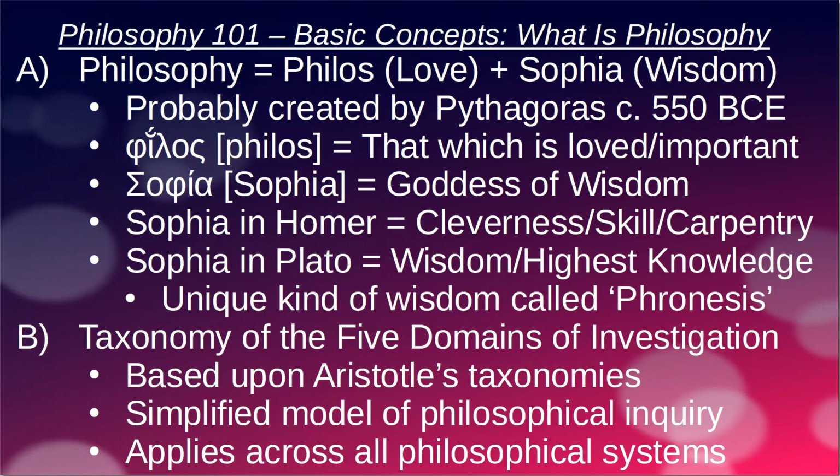Secondly, there's a taxonomy of the 5 domains of investigation of philosophy. Ancient philosophy was concerned with 5 domains of investigation. These 5 domains were based upon Aristotle's taxonomies. This provides a simplified model of philosophical inquiry, and it applies across all philosophical systems, regardless of when they were created or by which peoples they were created, which epoch or which country they originated from.